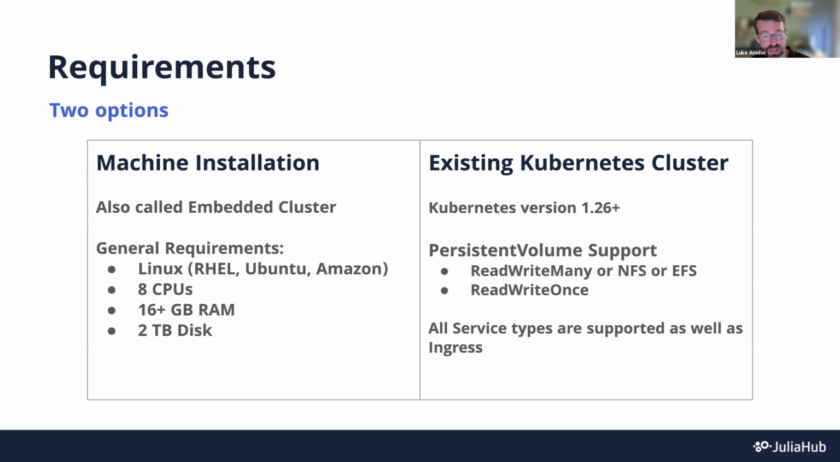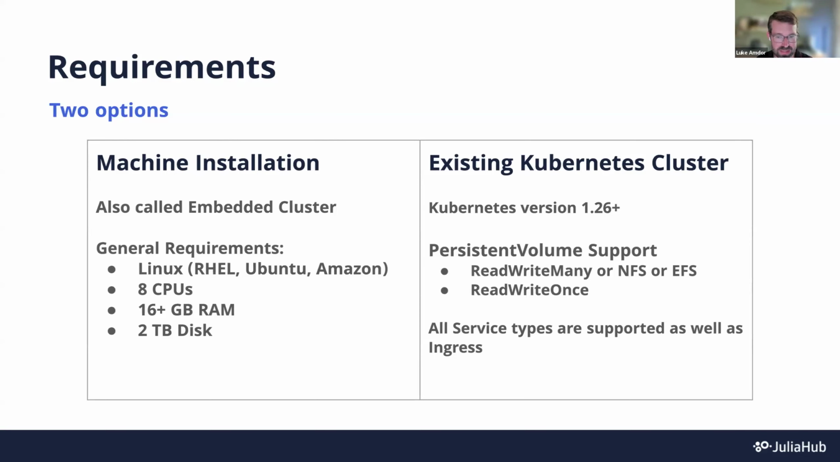For an existing Kubernetes cluster, we support Kubernetes versions 1.26 and above. So that puts our support probably within the last 2-3 years of Kubernetes. We do require some specifics about the persistent volumes that the Kubernetes cluster has. We do require access to a read-write-many volume, but we can also use NFS, or if you're with AWS, Elastic File System. We also support Azure Files if you're running within Azure.